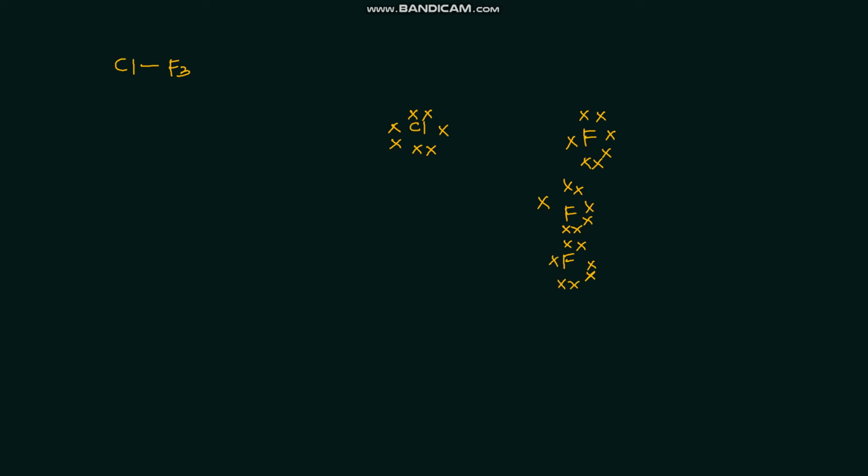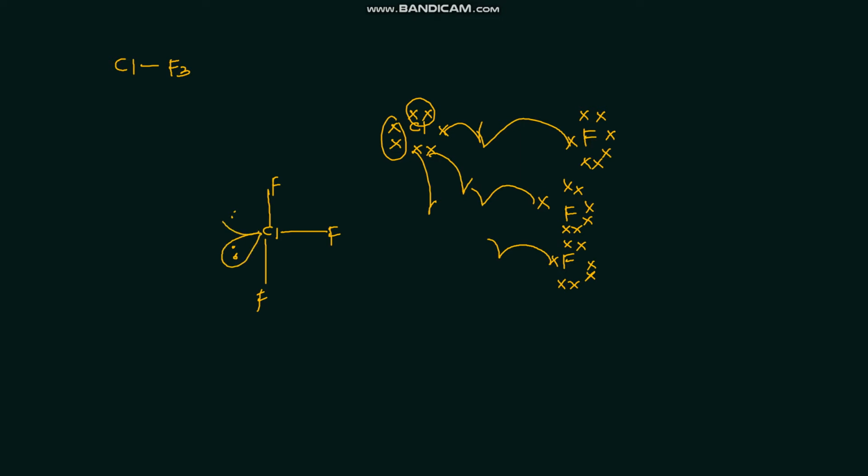I write the electrons in cross form. Here chlorine forms one bond with fluorine by sharing of electrons. Here also a covalent bond is formed by sharing of electrons. Here also a covalent bond is formed by sharing of electrons. How many bonds form with fluorine? Here 1, 2, 3. Here Cl, this is fluorine, this is fluorine, this is fluorine. How many lone pairs? Here 2 lone pairs. The 2 lone pairs of chlorine remain as they are.